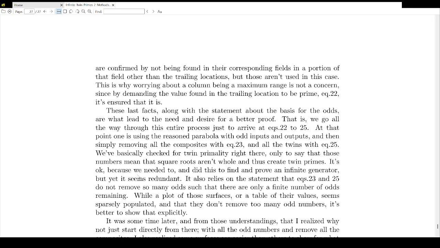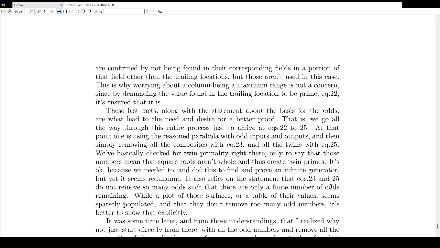It's okay because we needed to, and I did this to find and prove an infinite generator, but it seems redundant. So that's when I realized that the material at the very end of this proof was the basis for what I really should have been starting with in some form for the other proof, which is the other videos I have up.